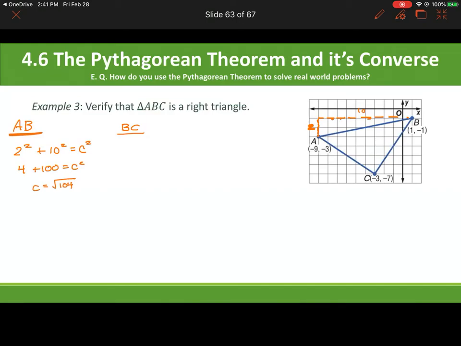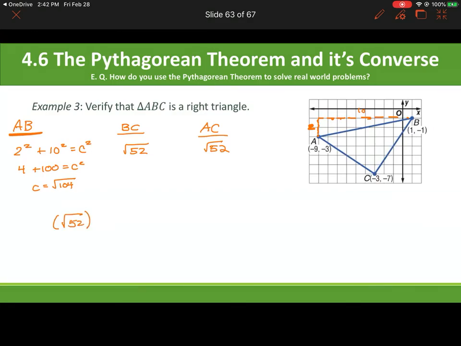And once you go through all of that work, you find out that B to C is the square root of 52. And if you do A to C, you should also get the square root of 52. Now that is if I counted correctly. So when we go through and do all of that work, we have our 3 sides now. So we need to take our 2 smallest sides.